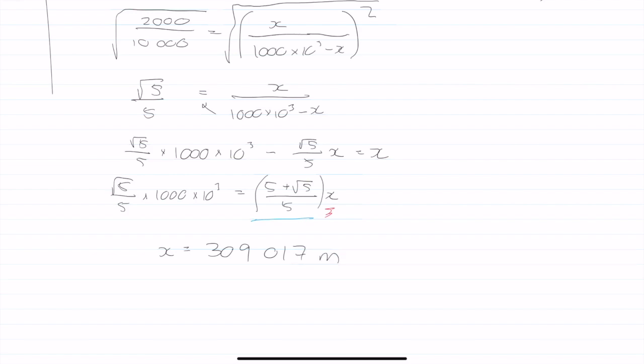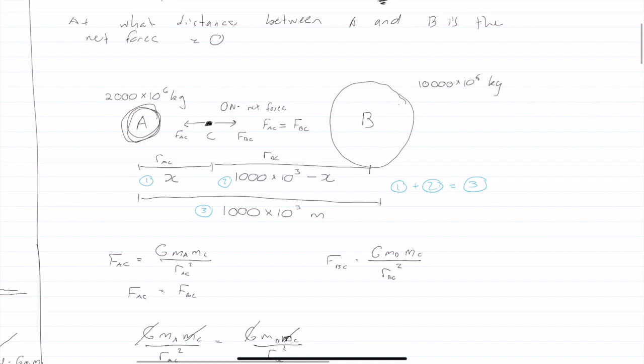Okay, or we can get this into kilometers, so we multiply that by 10 to the negative 3. We can say x is equal to 309.017 kilometers. Okay, so that means this value right here, x is equal to 309 kilometers. And that means the other side was equal to 1000 minus 309, which is 691 kilometers basically. Okay, so I hope that made sense, guys.